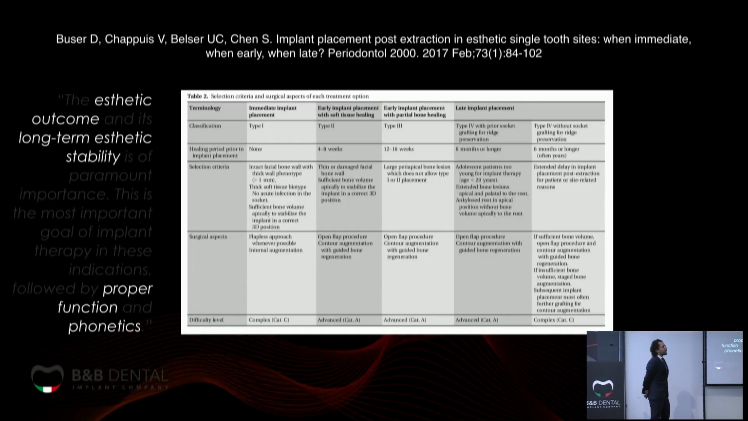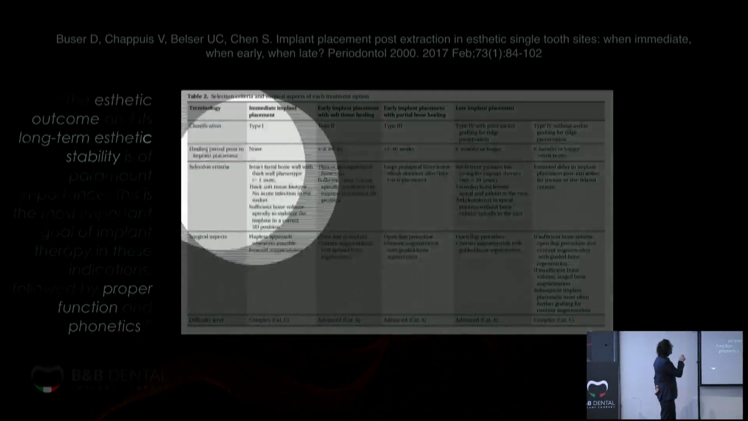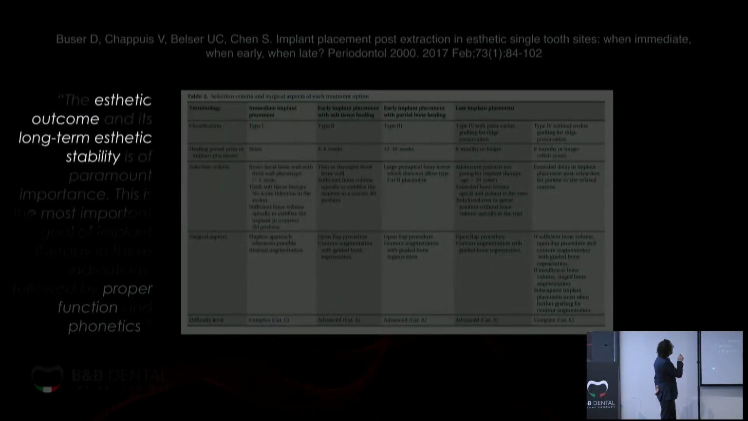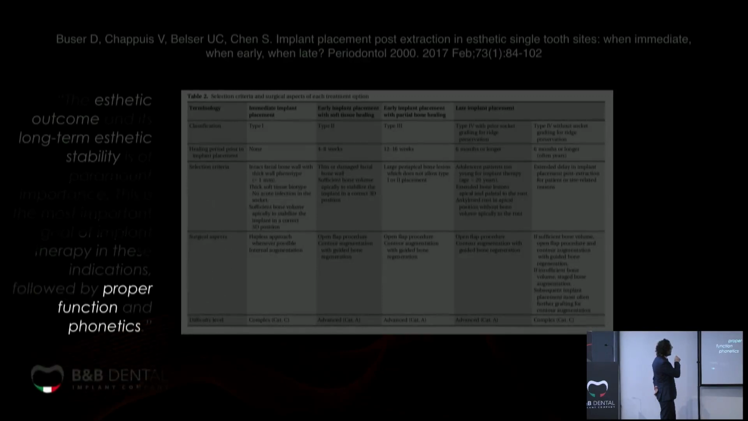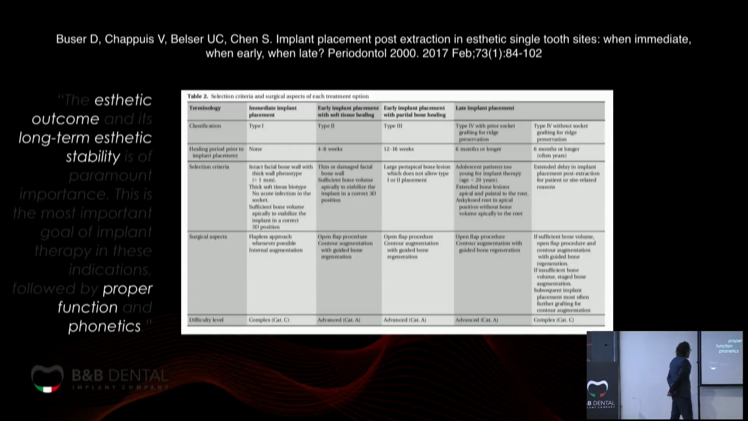When the patient asks us for implant rehabilitation, they ask for the restitutio ad integrum. They ask for a therapy that is at the same time a restoration that involves the bone and the tissue at the same time. From this article of Buser, it is described that the aesthetic outcome and this long-term aesthetic stability is of paramount importance. This is the most important goal of implant therapy in this indication, of course followed by the proper function and phonetics.